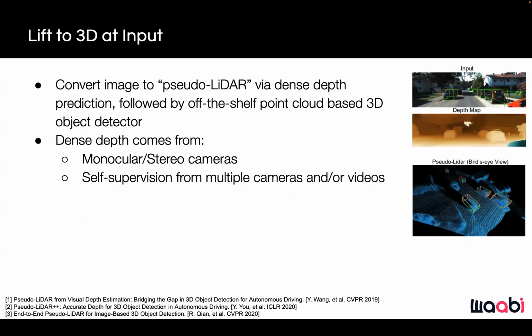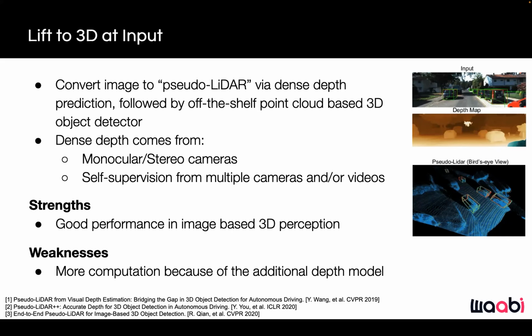Now we look at the methods that lift to 3D at the input level, which are also known as pseudo-LiDAR. They first estimate the per-pixel depth and convert the image pixels with the estimated depth to 3D, following the camera parameters. Then we use an off-the-shelf LiDAR-based 3D detector to process the pseudo-LiDAR point cloud. The depth can be inferred from a monocular camera or stereo camera, or via self-supervision from multiple calibrated cameras or even video sequences. Pseudo-LiDAR-based approaches can achieve good results in camera-based 3D perception, but they require an additional depth model.